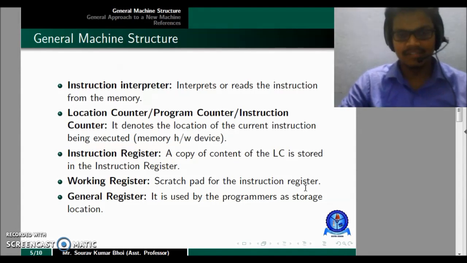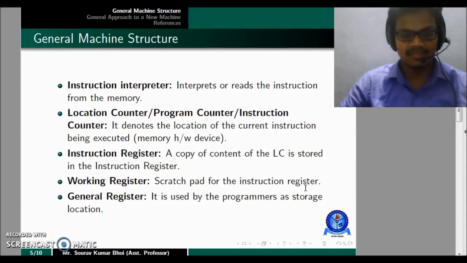So here are the definitions. The instruction interpreter interprets or reads the instruction from the memory. The location counter, also called the program counter or instruction counter, denotes the location of the current instruction being executed. Instruction register: a copy of the content of the location counter is stored in the instruction register. Then what is a working register? It is a scratch pad for the instruction register.